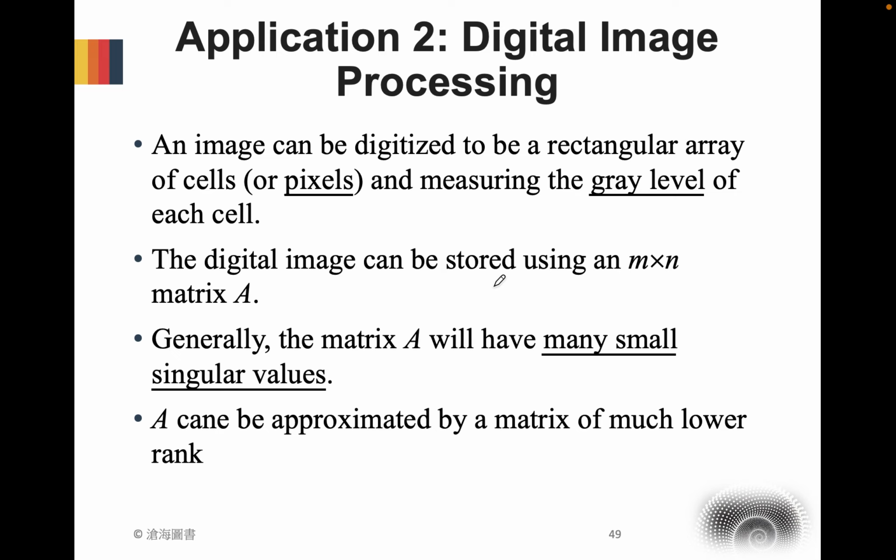Okay? Another application is about digital image processing. Because we know that an image can be digitized into a rectangular array. That's called pixels. So the digital image can be stored using an n by n matrix A.